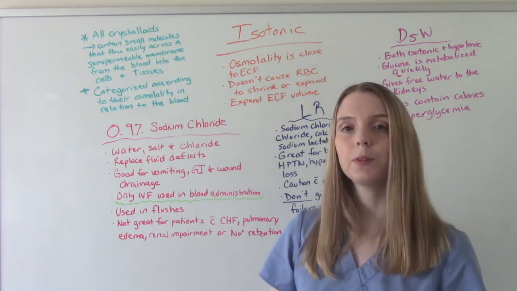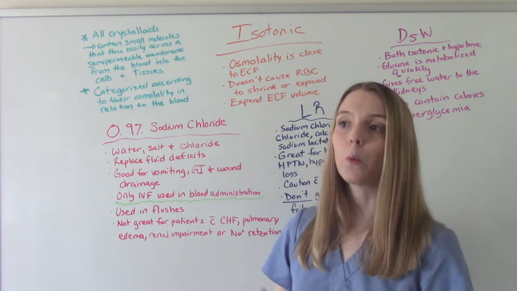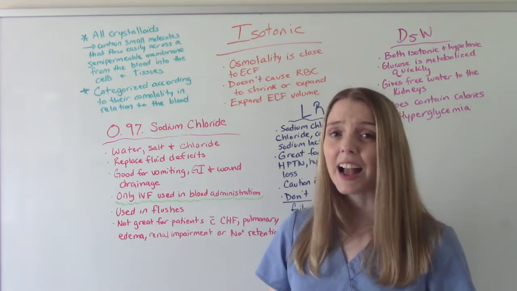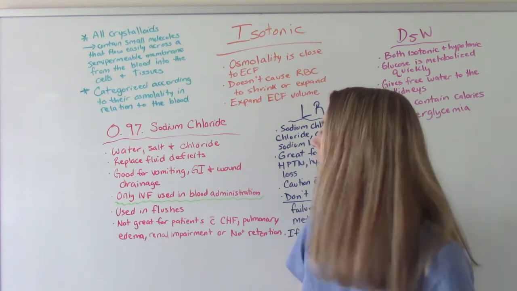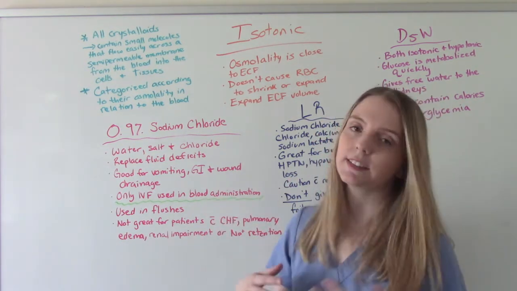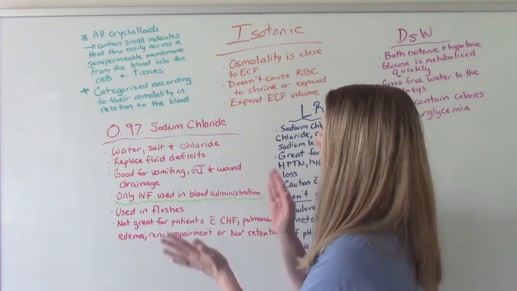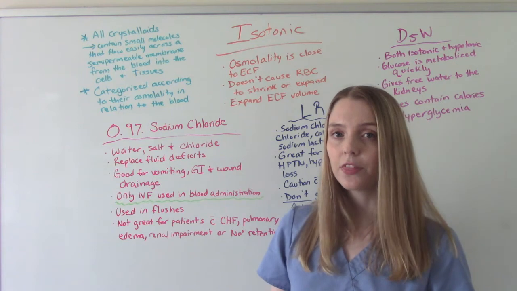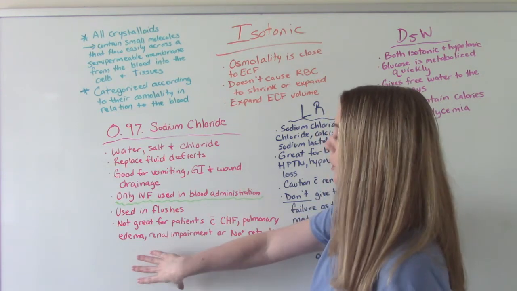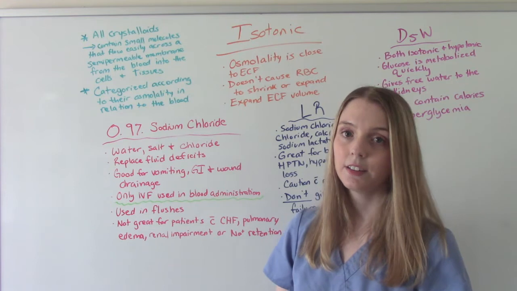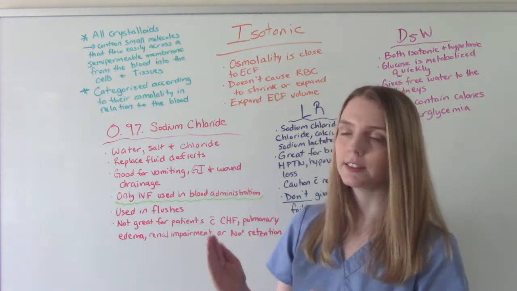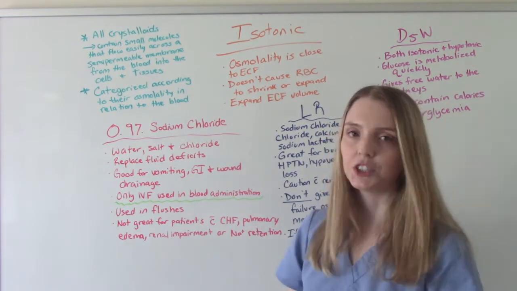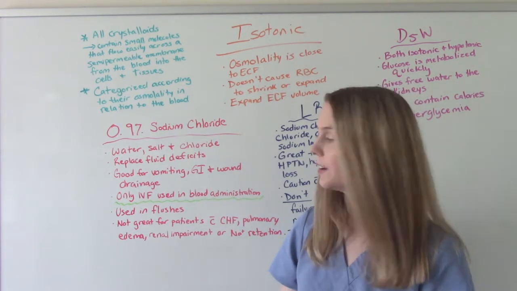It is used to replace fluid deficits. Ways we can have fluid deficits could be vomiting, diarrhea, GI secretions, wound drainage, a bunch of different things can cause us to have these deficits. And then sodium chloride would be our medication of choice for that. One very special thing about this is it is the only medication we use when giving blood. So blood administration, red blood cells, we use sodium chloride along with that. It is also used in flushes, so if you have to flush your patient's IV.